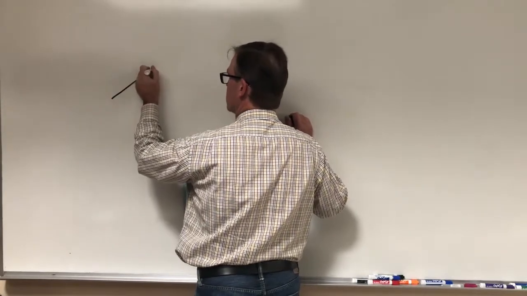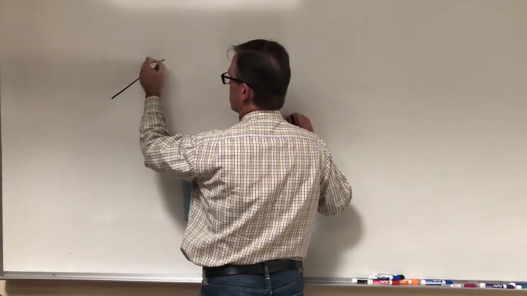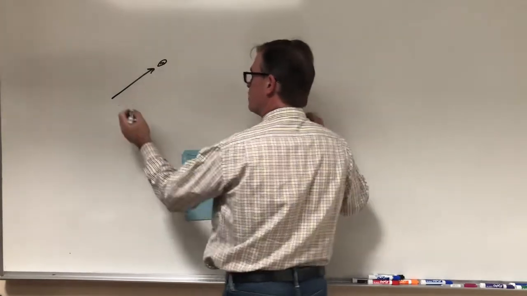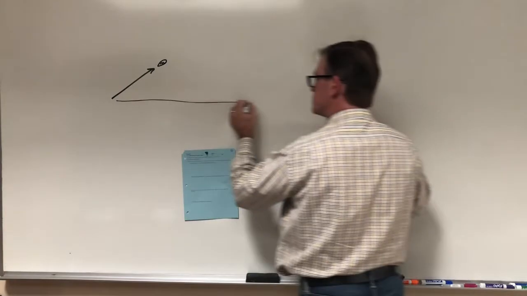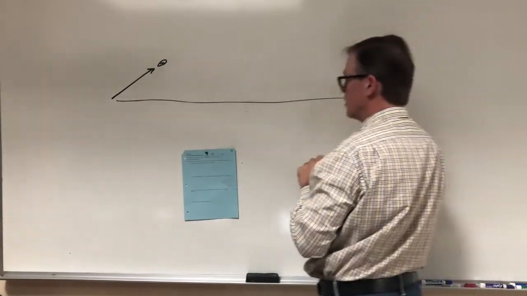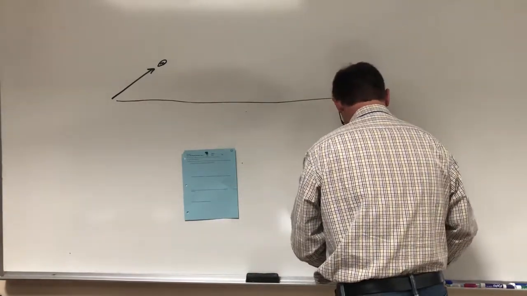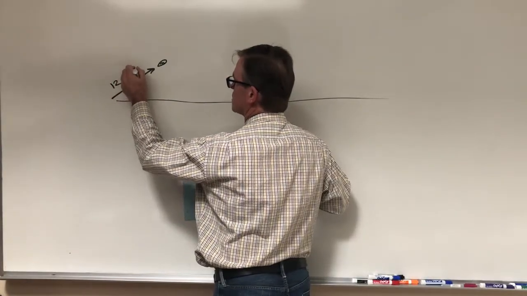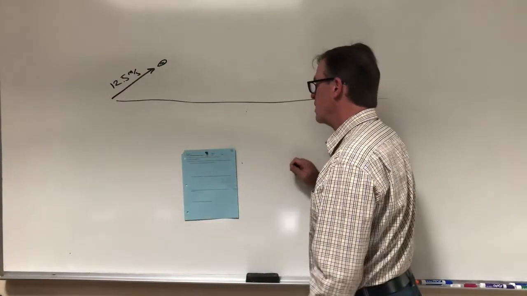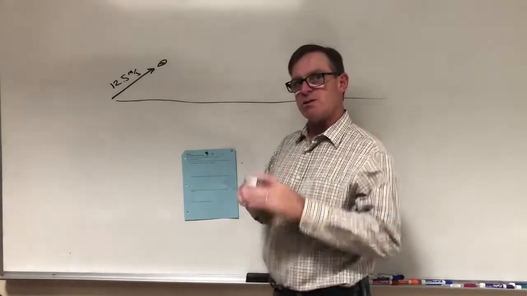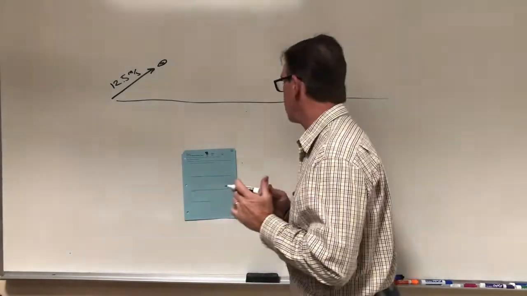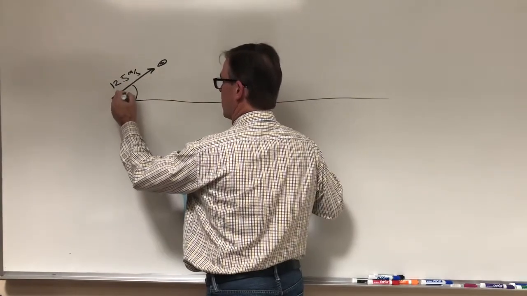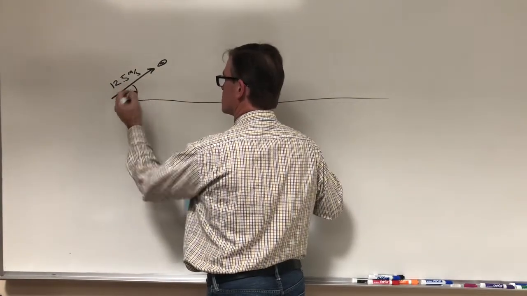So here we have the football being thrown. You can draw a football if you want, not really necessary. We have the ground, and it is thrown at a velocity of 12.5 meters per second. So I'm going to label that vector. And we also know that that ball is released at an angle of 40.5 degrees. So this angle in here is 40.5 degrees.